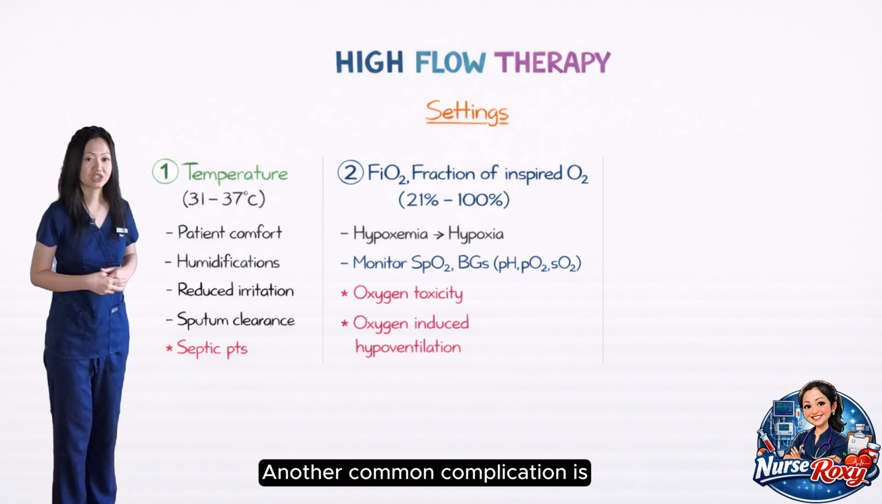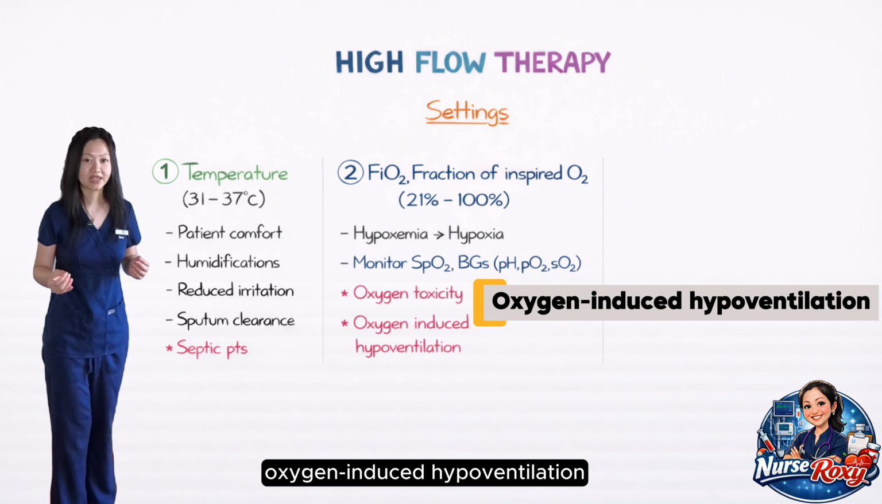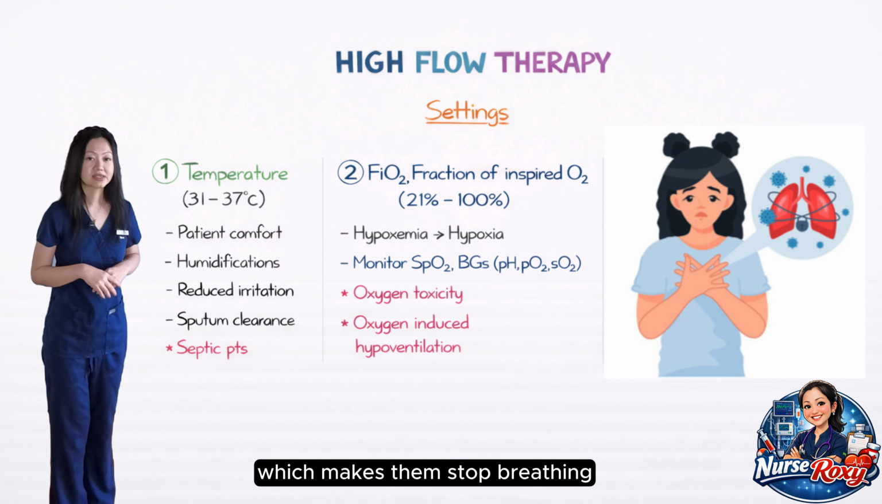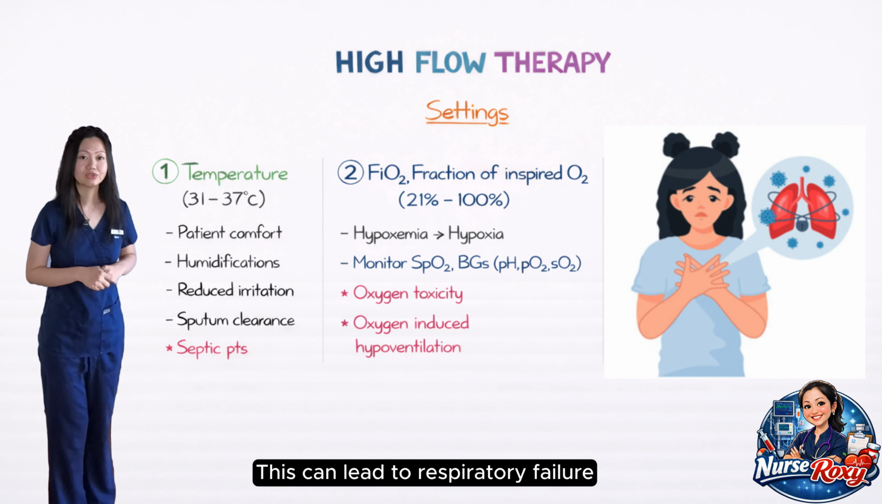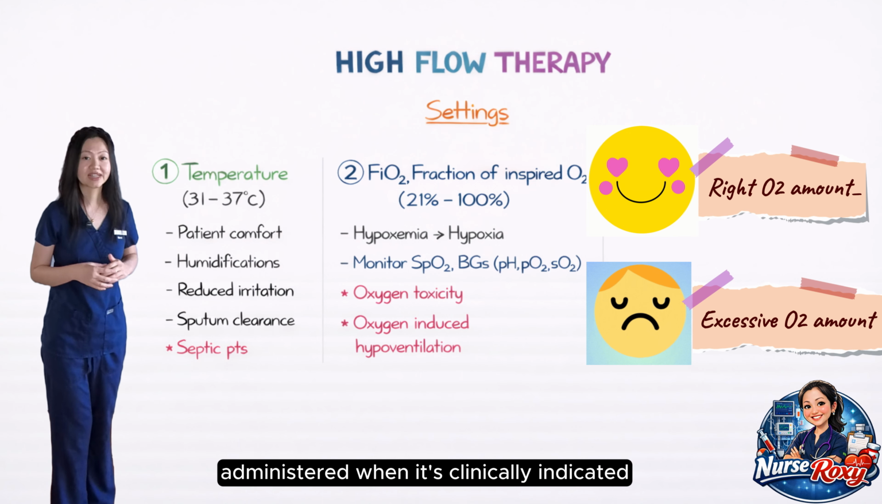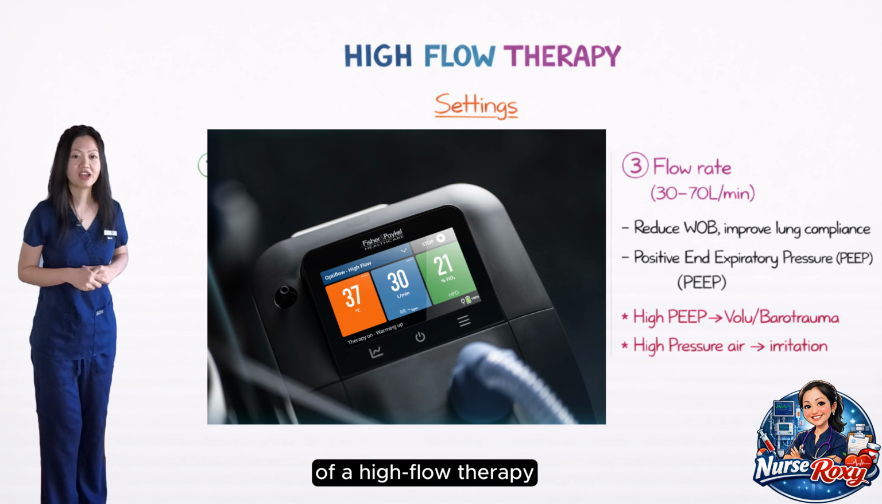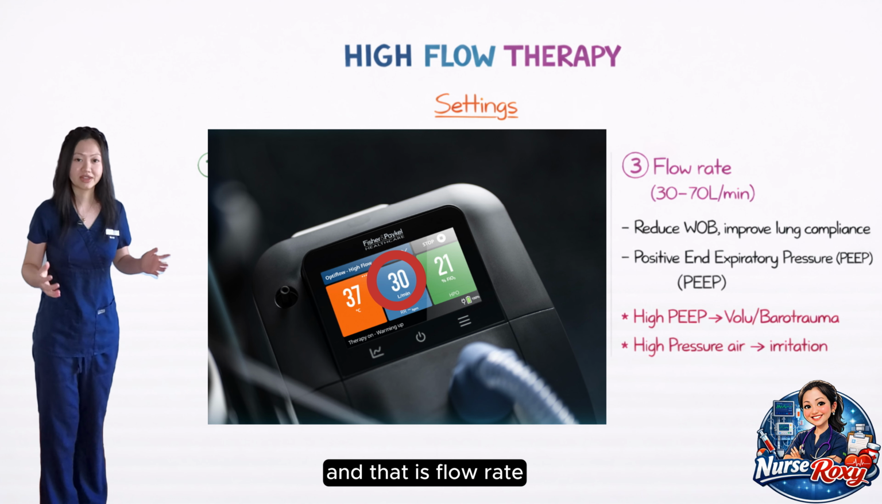Another common complication is oxygen-induced hypoventilation, particularly for patients who are CO2 retainers. As they are so used to having high CO2 levels, by giving them more oxygen than what their body needs, you are essentially reversing their respiratory drive, which makes them stop breathing. This can lead to respiratory failure or, in severe cases, respiratory arrest. Therefore, oxygen should only be administered when it's clinically indicated. Let's look at the third setting of a high flow therapy, and that is flow rate.